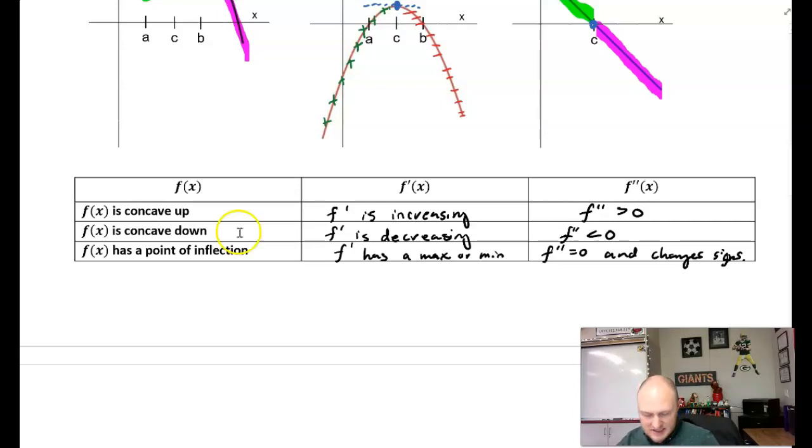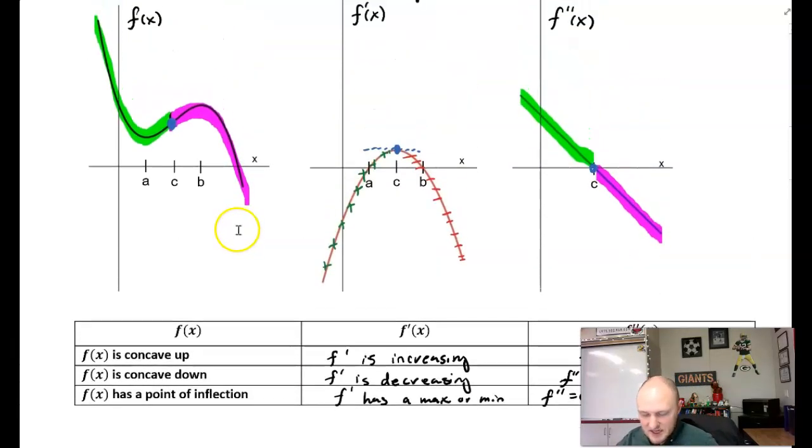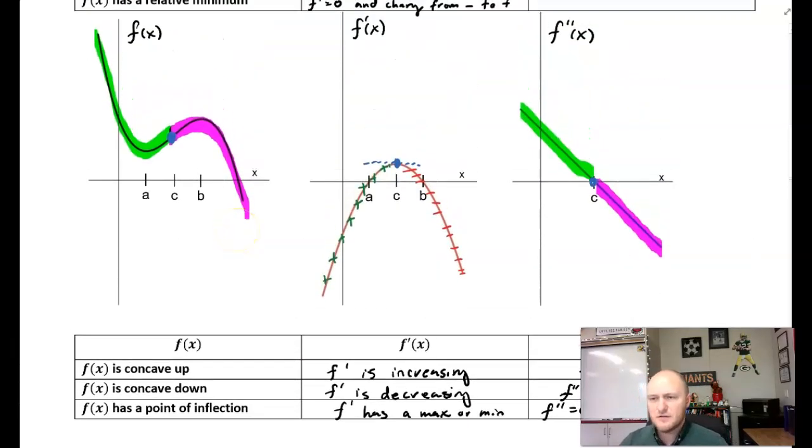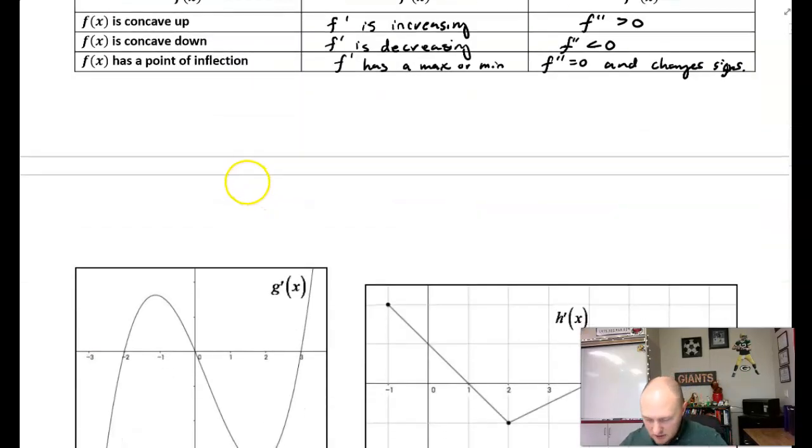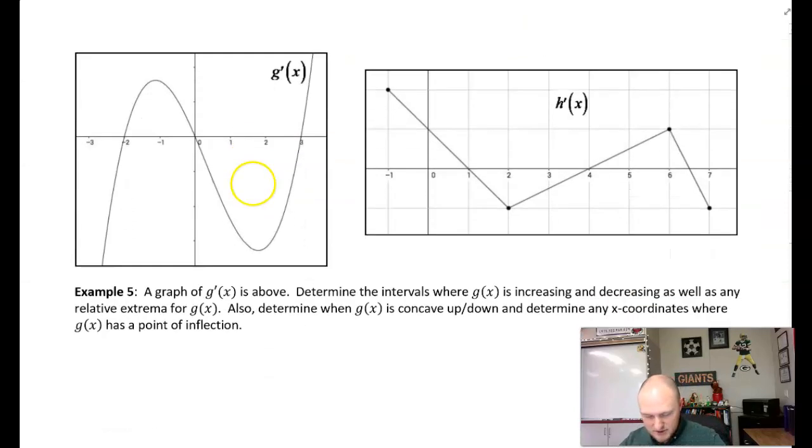Okay, so that's kind of connecting these three graphs together and looking at their features. In AP Calculus, you're going to have to look at a derivative graph or a second derivative graph and then be able to determine what a possible graph could be, or answer questions about a function. So let's go ahead and look at some of these examples.